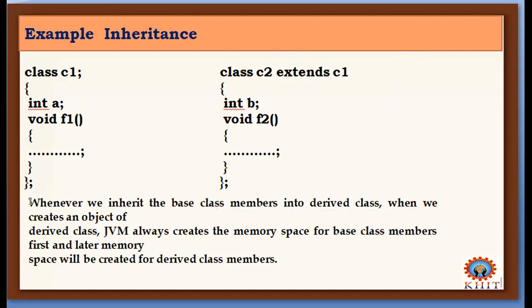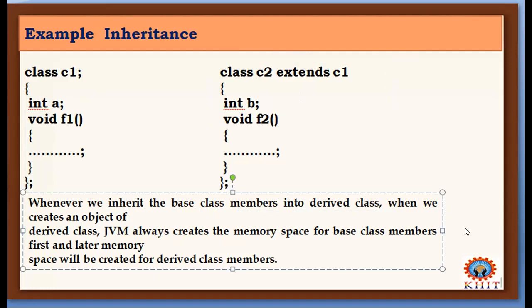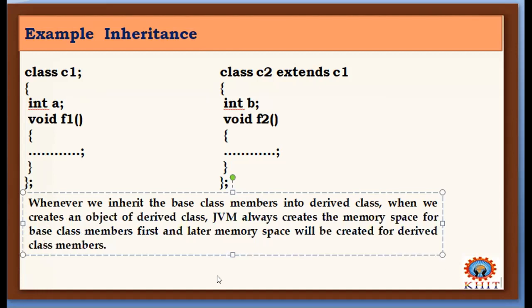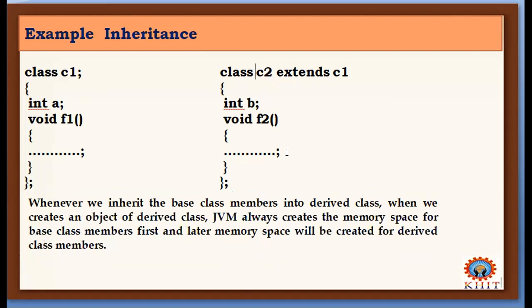So there is a small point here. Whenever we inherit the base class members into a derived class, when we create an object of the derived class, the JVM always creates space for the base class members first, and then later memory will be created for the derived class members. Okay, so what they are saying is that when we create an object, we create it for class C2. So when we create an object for class C2, it contains both the members of C1 and C2, because C2 extends C1.